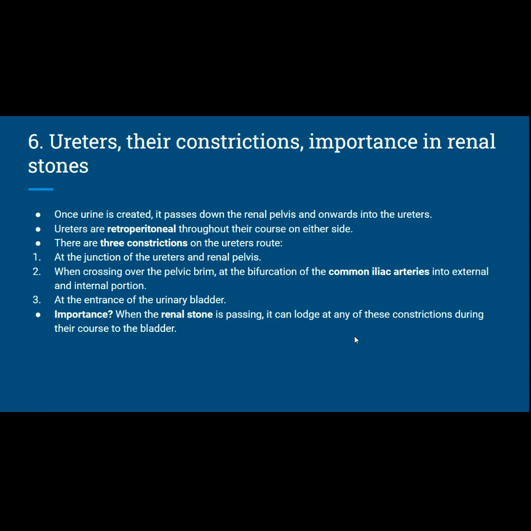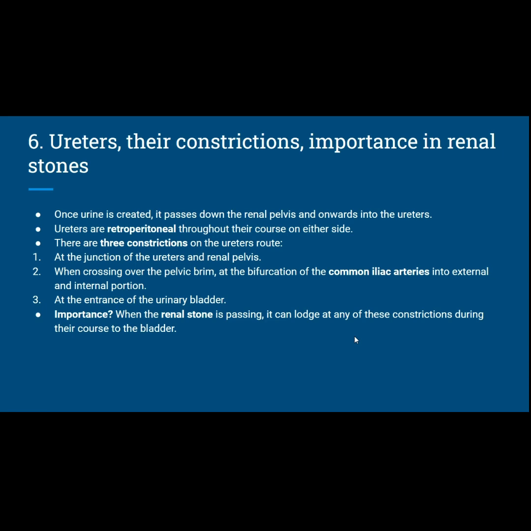So our next focus is going to be on the ureters, their constrictions, and the importance in renal stones. So once the urine is created, it passes down the renal pelvis and onwards into the ureters. The ureters are retroperitoneal throughout their course on either side. And there are 3 major constrictions on the ureter's route. So one is at the junction of the ureter and the renal pelvis. The second one is when it is crossing over the pelvic brim at the bifurcation of the common iliac arteries into the external and internal portion.